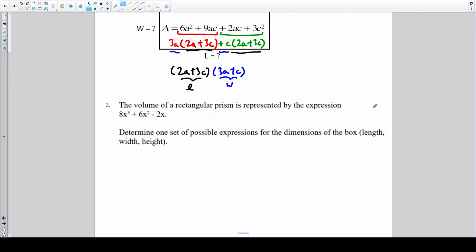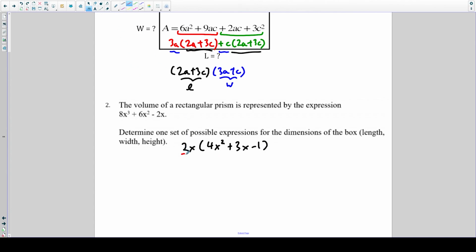In question number 2, it says the volume of a rectangular prism is represented by the expression 8x cubed plus 6x squared minus 2x. Determine one set of possible expressions for the dimensions of the box. So really just the length, width, and height. The quickest way to do this is we can notice that the GCF that we can factor out is going to be 2x. So I can actually rewrite this as 2x times 4x squared plus 3x minus 1.